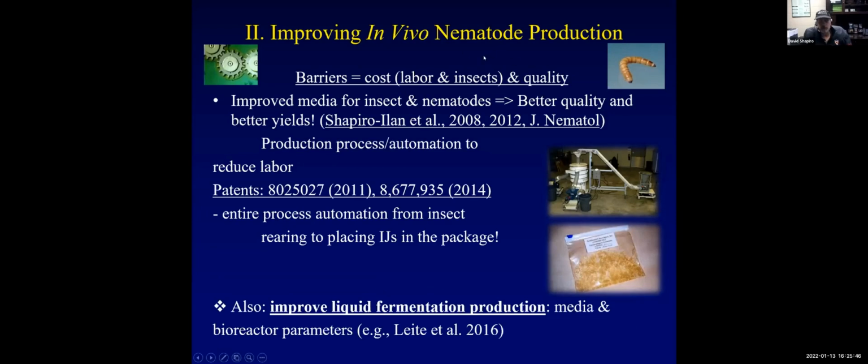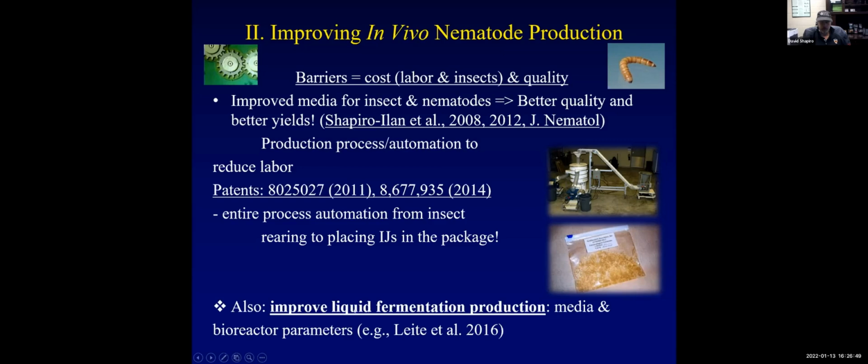So once you have a better nematode, you may want to move on now to improving production. For in vivo production, which means growing the nematodes in the insects, the cost is really a major barrier, and so is labor, as well as quality. So to get better quality, we improve the media. Just like us, nematodes are what they eat, so if they have more nutrition in the insects that they attack, then the nematodes will be better. So we can give the insects nutrients that will carry into the nematodes in a tritrophic interaction so that you have better nematodes, better quality, they live longer, they're more virulent. And then as far as the process itself, we look to automate it to reduce labor, automating everything from producing the insects to the final package.